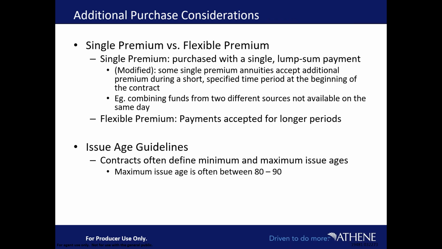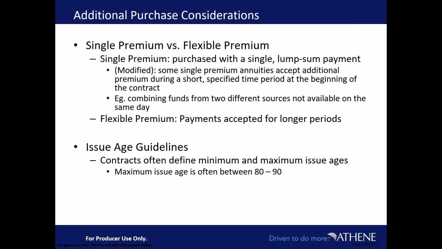Additional purchase considerations. There are annuities that are single premium and also annuities that are flexible premium. So what do we mean by that? Well, a single premium annuity is purchased with a single lump sum payment. Just to clarify, you can have more than one source of premium. For example, you could have two traditional IRAs and move them into one contract, even if it's a single premium. But once it's issued, you cannot add to the contract.